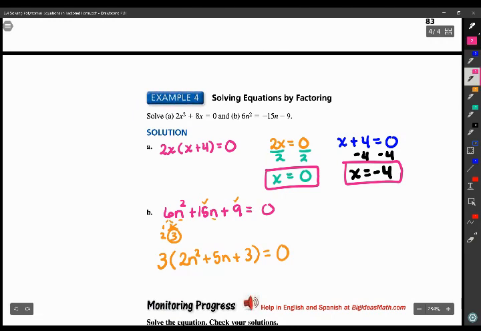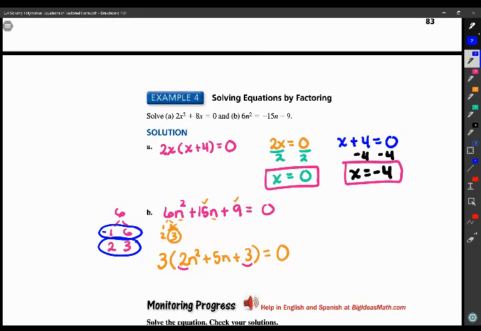So we're going to go 2 times 3, which is 6. Factors of 6 are 1 and 6, or 2 and 3. We're trying to come up with 5. Now notice I can get 5 2 different ways. I can get 5 with 1 and 6 if I do 6 subtract 1. I also can get 5 with 2 and 3. But what we want to be careful with is look to see how it multiplies.